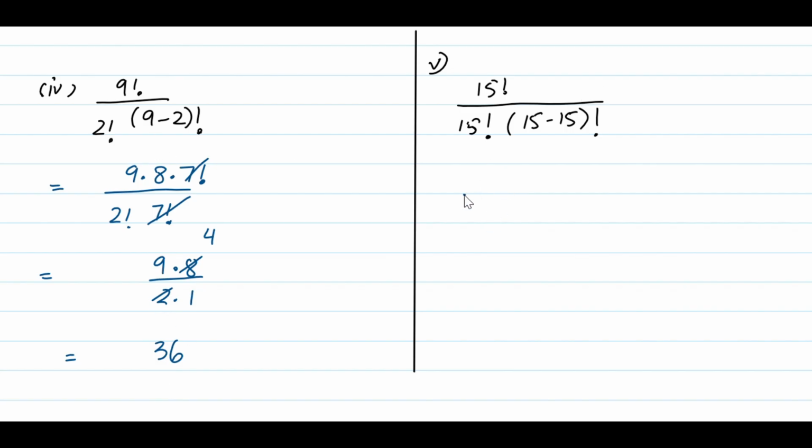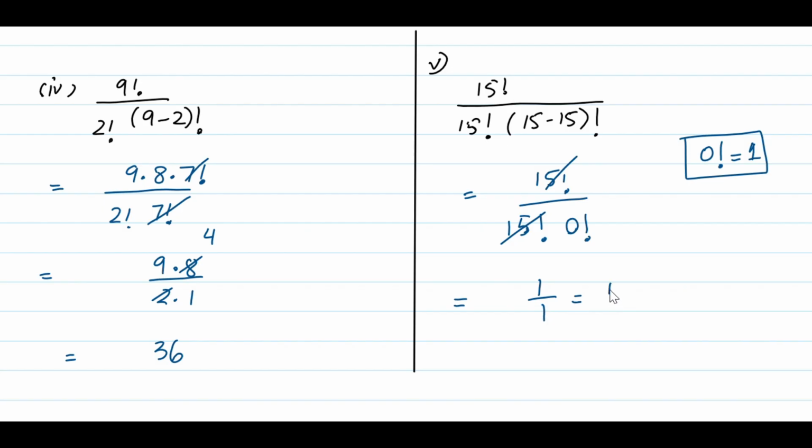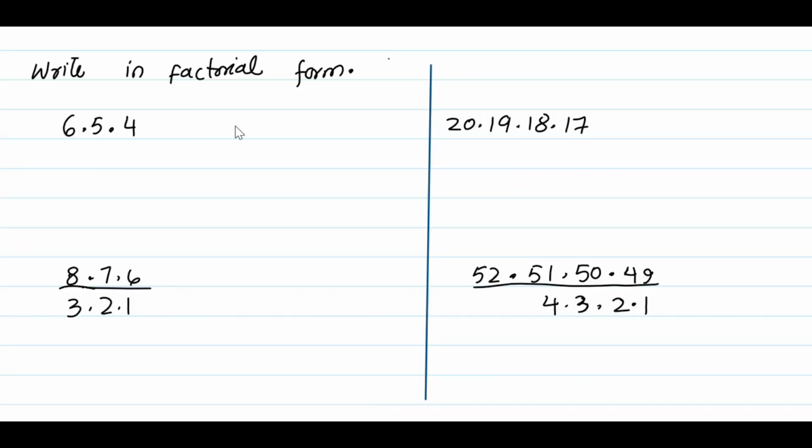Now it's time to solve this one. 15 factorial over 15 factorial, and 15 minus 15 is 0 factorial, and 0 factorial is equal to 1. Keep in mind it will not be 0. So this cancels out and you have 1 over 1, which is 1.